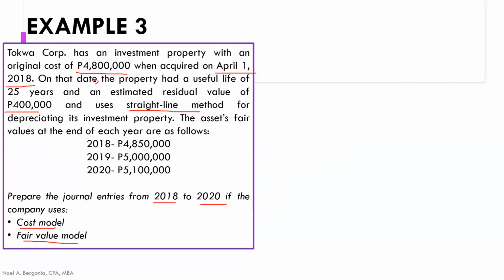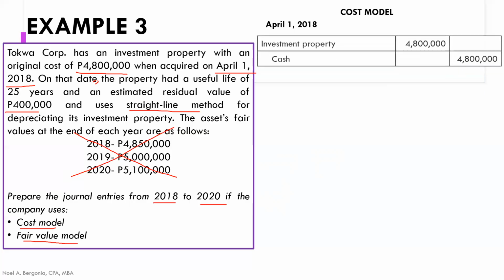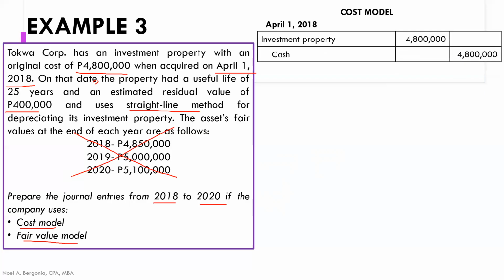First of all, since this is the cost model that we will compute and make entries for first, these fair values will be ignored. So we will be ignoring the fair values for using the cost model. First, on April 1, 2018, for the purchase of the investment property, debit investment property, 4,800,000, and credit cash, 4,800,000. After almost 9 months, we need to adjust on December 31, 2018.